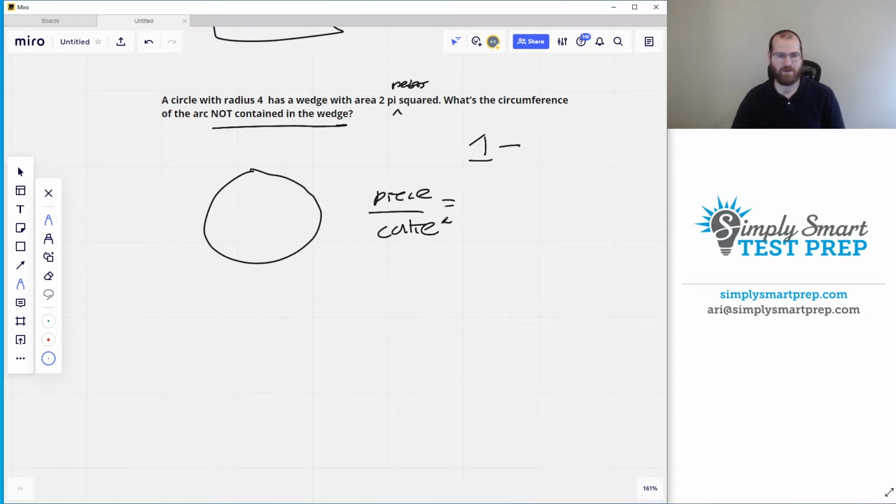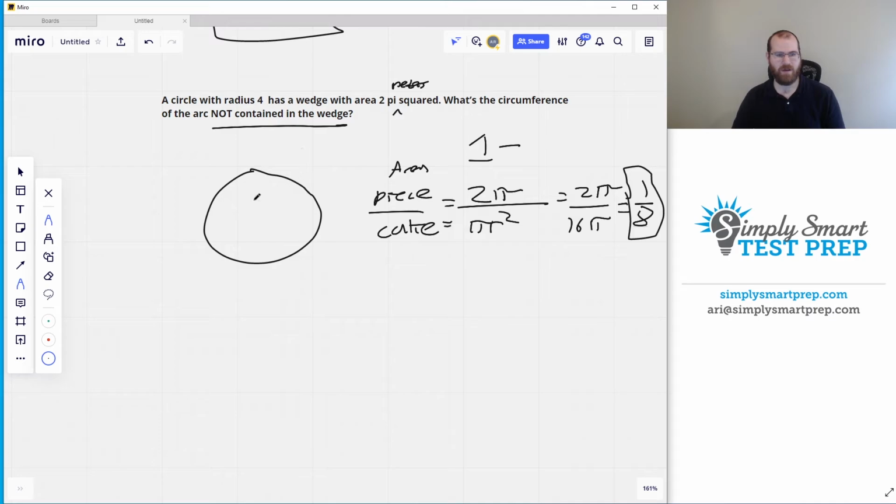The information that I'm given at first is going to be the area of the wedge. So this is going to be piece of cake for area. First is going to be 2 pi. Now cake. I'm not given it explicitly in this problem, but I am given it implicitly as far as the radius. So that's going to equal 2 pi over 16 pi. Radius is 4, which further simplifies to 1 over 8. So my magic proportion given as far as the area that is in the wedge is 1 over 8.